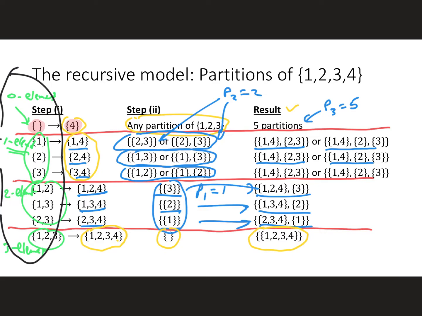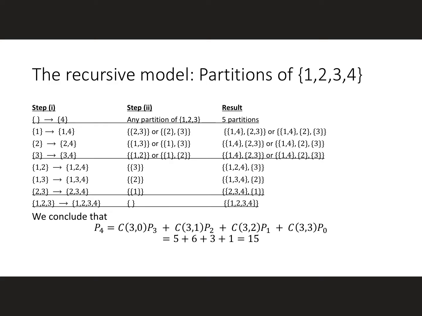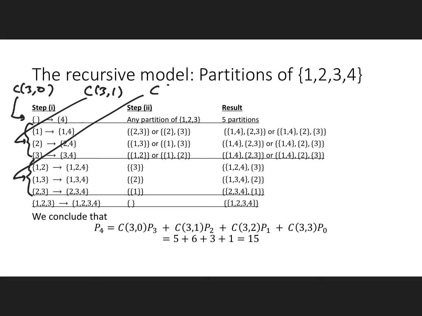And so this is where I'm going to get my identity. So the number of ways that I can get a 0 element set is 3 choose 0. The number of ways I can get a 1 element set is 3 choose 1. The number of ways I can get a 2 element set is 3 choose 2. And the number of ways I can get a 3-element set is 3 choose 3. So that's how many rows I have in this thing.